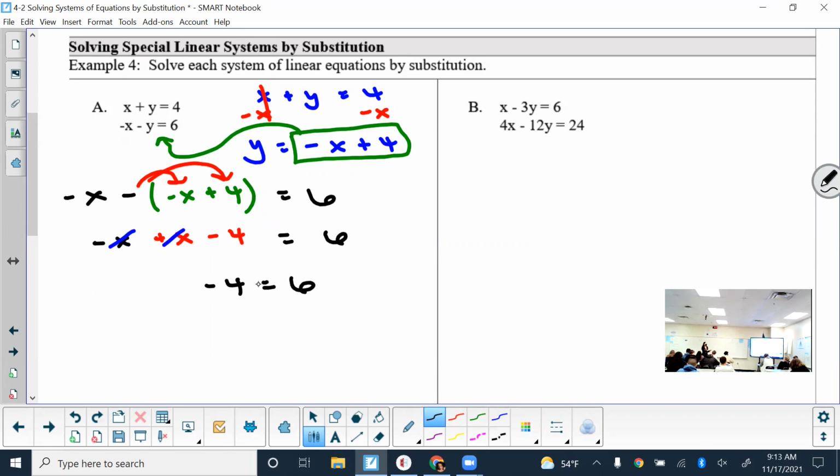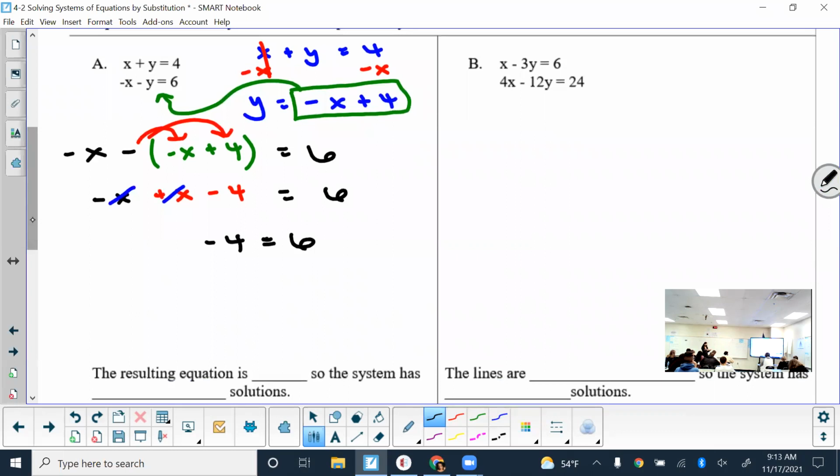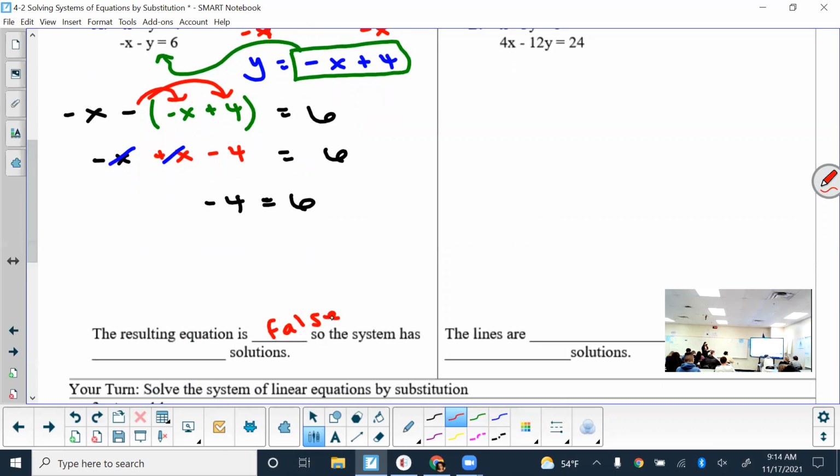So is that a true statement? Does negative 4 equal 6? No, it is false. That does not equal 6. So the resulting equation is false. So the system has no solution. All right. And I think we covered this before, but here it is again. If you get something weird that's not true, no solution. Questions?